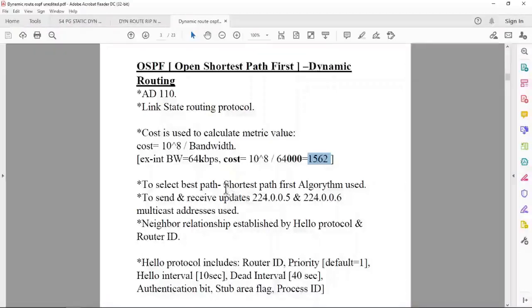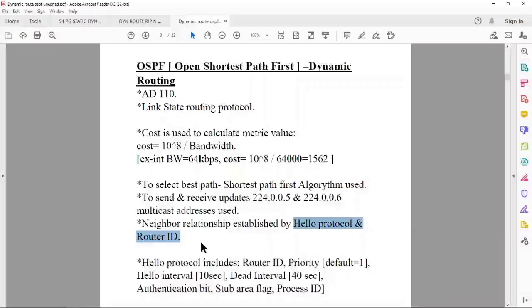When OSPF was introduced, it used the Dijkstra algorithm, the shortest path first algorithm. So OSPF, Open Shortest Path First, is using the shortest path first algorithm. And the multicast addresses involved with OSPF are 224.0.0.5 and 224.0.0.6. Okay. So neighbor relationships are established by the hello protocol and router ID, which we will see in a few moments regarding the OSPF neighborship formation. Mainly, hello packets take very much effort in forming the neighborship.